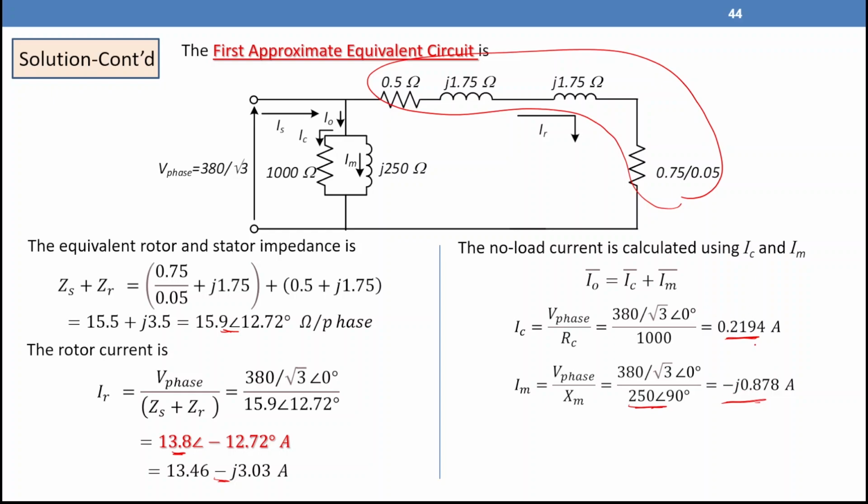So I node will be the addition of these two components. In the polar form, I node will be 0.91 ampere, angle minus 75.95. Please note that the no-load current has an angle close to 90 degrees, so this is more of an inductive circuit, not a resistive circuit. Here we have that in the rectangular form. If we add I node to I rotor, we can get I supply.